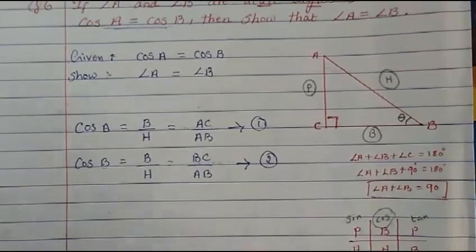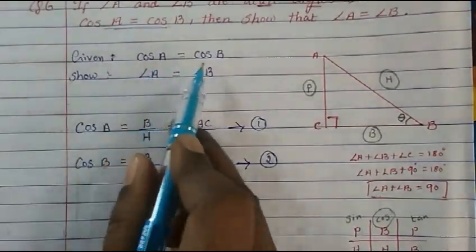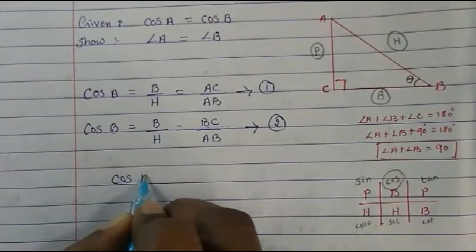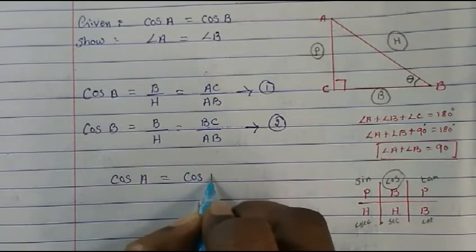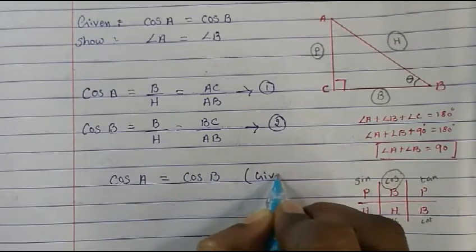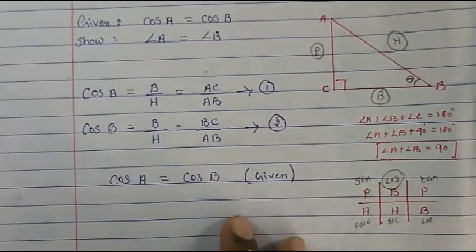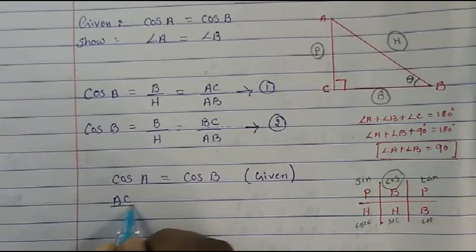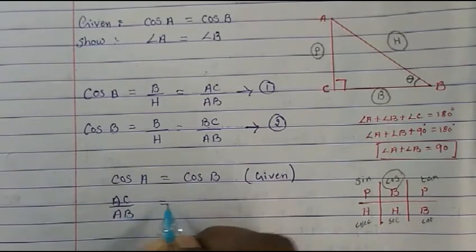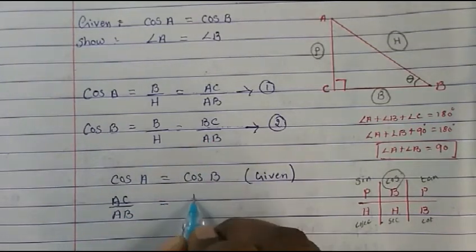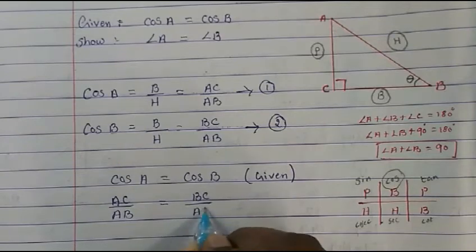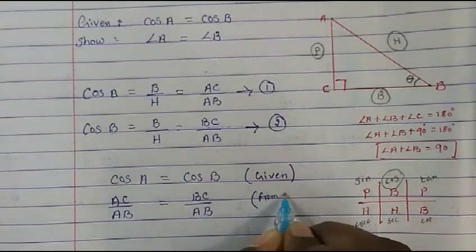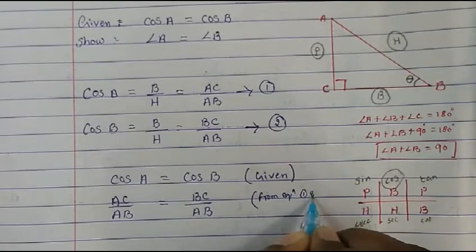Now according to the question, cos A is equal to cos B. That is given to us. So now cos A is what? You can write AC upon AB, and cos B is BC upon AB. This you can write from equation 1 and 2.